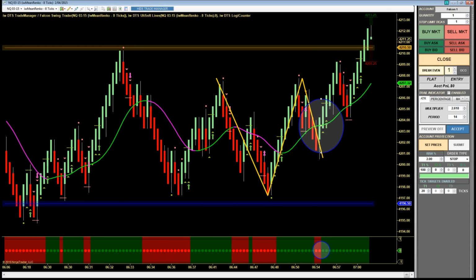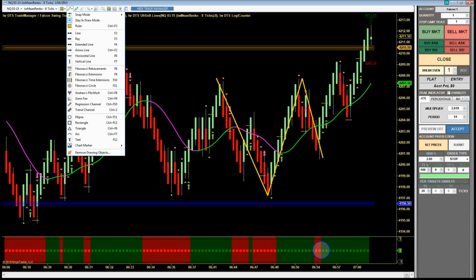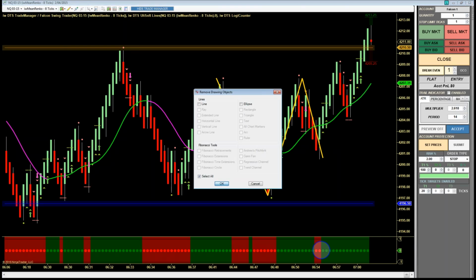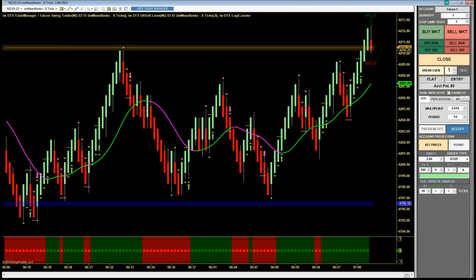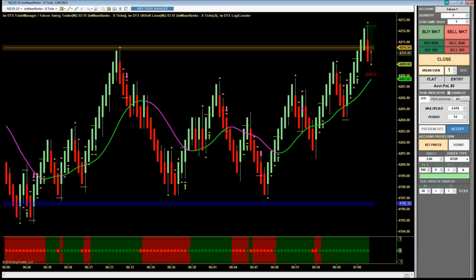We can see quite plainly that the buyers have control of the market. Here's a high probability buy signal right there. And look at that follow through. See, so that's what makes these tools so powerful.